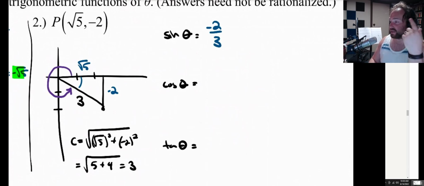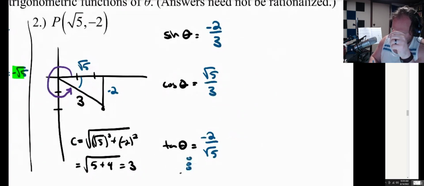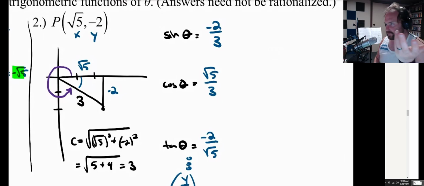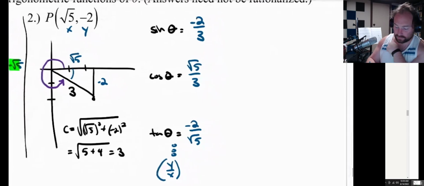The cosine is the adjacent over the hypotenuse, the square root of 5 over 3. And the tangent is the opposite over the adjacent. We could have done this one right away. Negative 2 over the square root of 5. Tangent is always equal to y over x. So if you have an xy pair, like we have in this problem, you can easily just do the tangent right away. I gotta zoom out so you can see that y over x thing. And cotangent is x over y. So those two you can usually clock off right away if you're thinking about this.